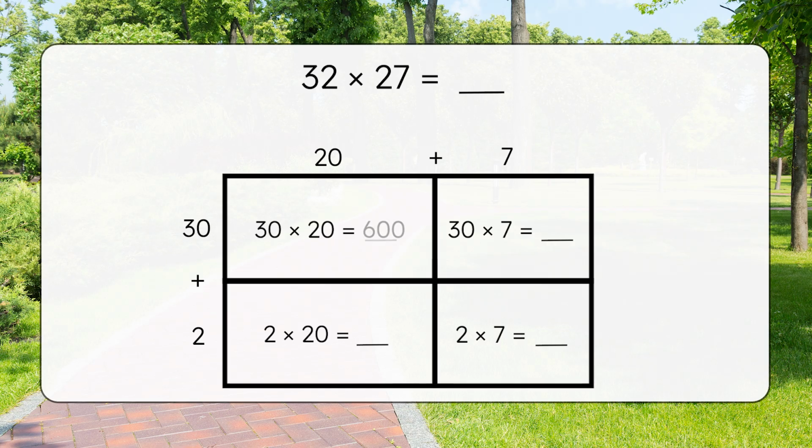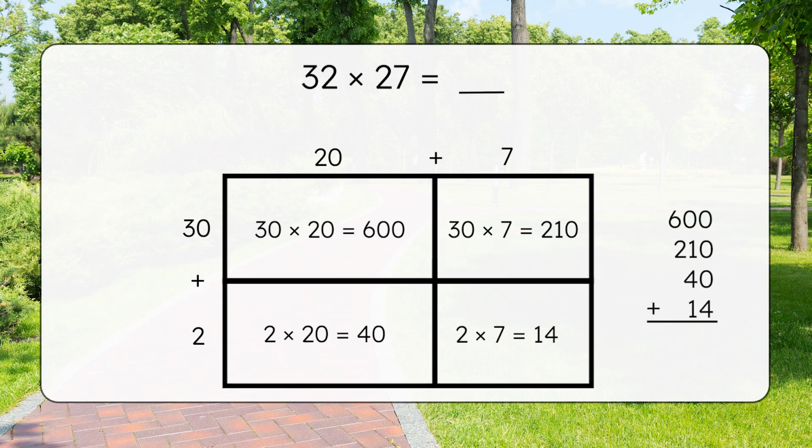30 times 20 equals 600. 30 times 7 equals 210. 2 times 20 equals 40. And 2 times 7 equals 14. Now we add them all together. 600 plus 210 plus 40 plus 14 equals 864. Great work.